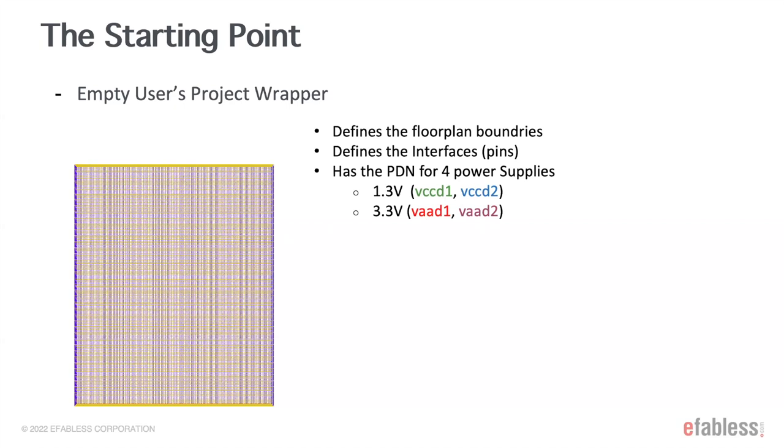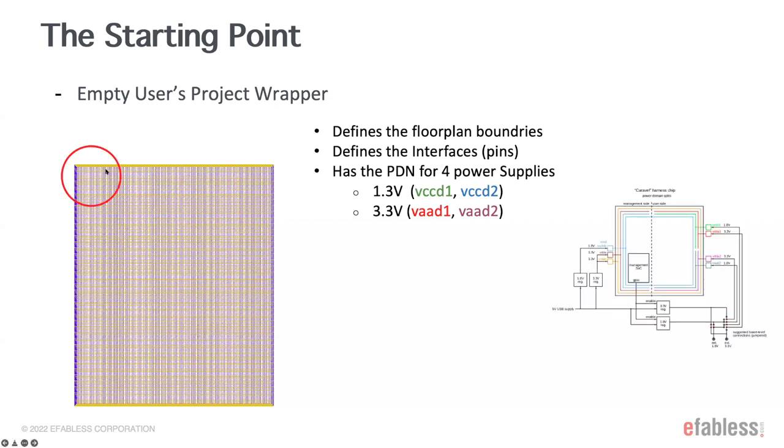If you look at this, this is the actual layout of the user's area, or the user's project wrapper, and what we can see here is the power straps and power rings that make the power distribution network. If we take, for example, this corner, I'll try to zoom here. You can see part of the rings. We have rings for these four power supplies. There are eight of them, because each supply requires two rings, for example for VCC and ground.